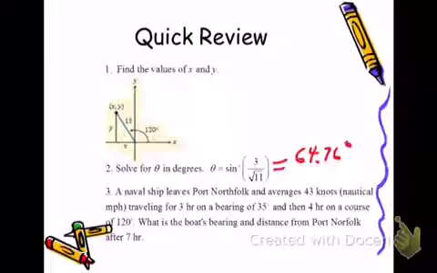And then number 3, and this is an example of where we're headed. It says a naval ship leaves Port Norfolk and averaged 43 knots, that's nautical miles per hour. A nautical mile per hour is a little more than a regular mile per hour. So maybe this is about 50 miles per hour. This is a very, very fast ship, incidentally.